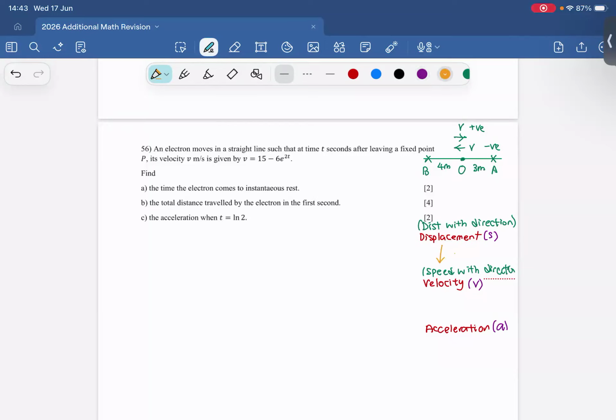So how do we get from one to the other? How does displacement get to velocity? You differentiate. How does velocity go to acceleration? Also differentiate. How does acceleration go back to velocity? Integrate. How does velocity go back to displacement? Integrate.